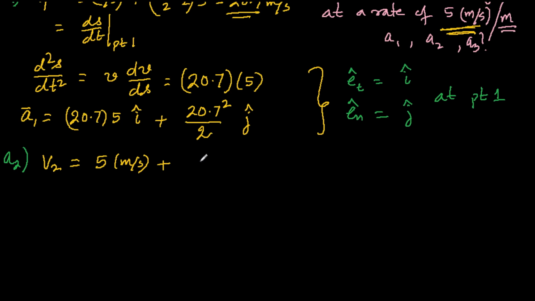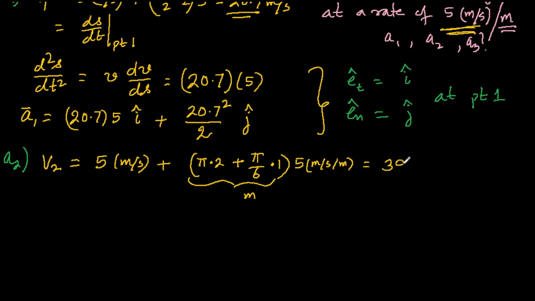So that angle is pi times 2, this is the bigger semicircle, plus that's 30 degrees, so pi over 6 times 1. Fine. So that's the distance traveled, times 5 meters per second per meter. Okay, so this is in meters. So this is the velocity which you will get, velocity in the sense of speed, at the point 2.